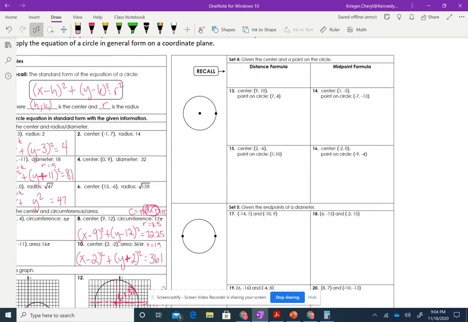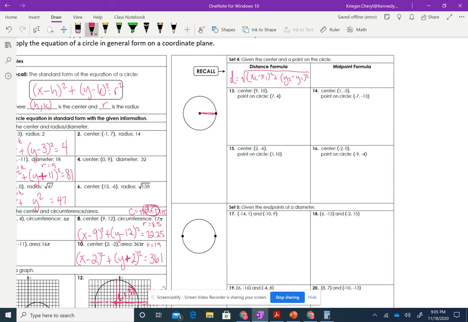So now they give us even less information and they want the same thing. So we're still writing the equation of a circle, but this time they only give us the center and a point on the circle. So it sounds like we're going to have to use the distance formula to find the length of the radius, right? Because that's the r squared in the equation of a circle. So distance equals square root of the difference of my x values, x2 minus x1 squared, plus the difference of my y's, y2 minus y1 squared.